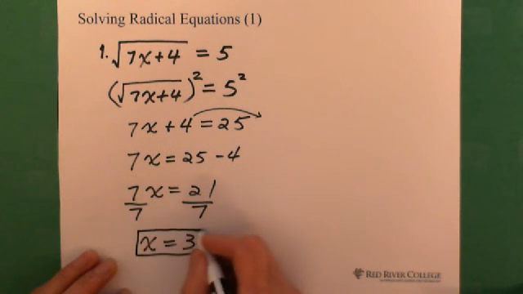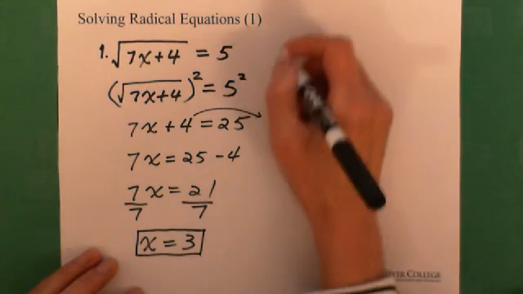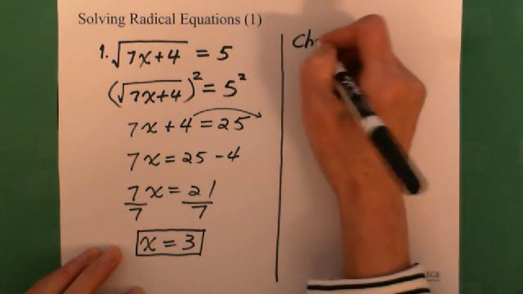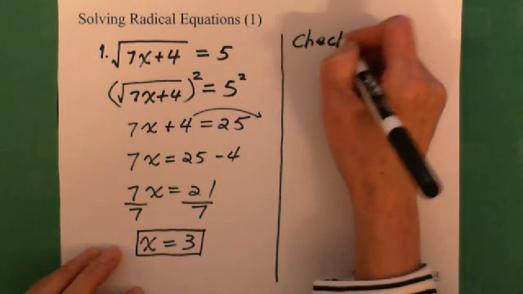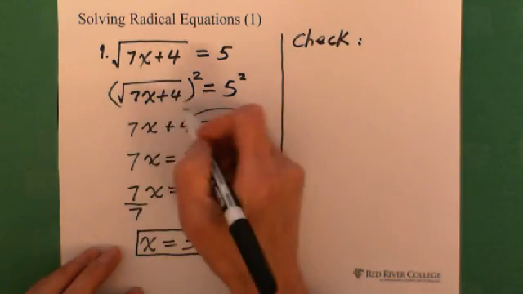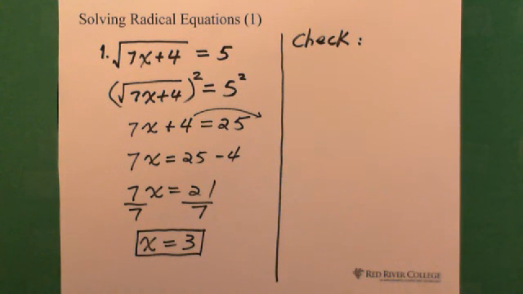For solving a radical equation, you must check your answer. It's not optional. The reason is that because we square both sides of the equation, sometimes we get an extraneous answer. So that's why sometimes after checking, it may not be the answer, which means it is not a solution.